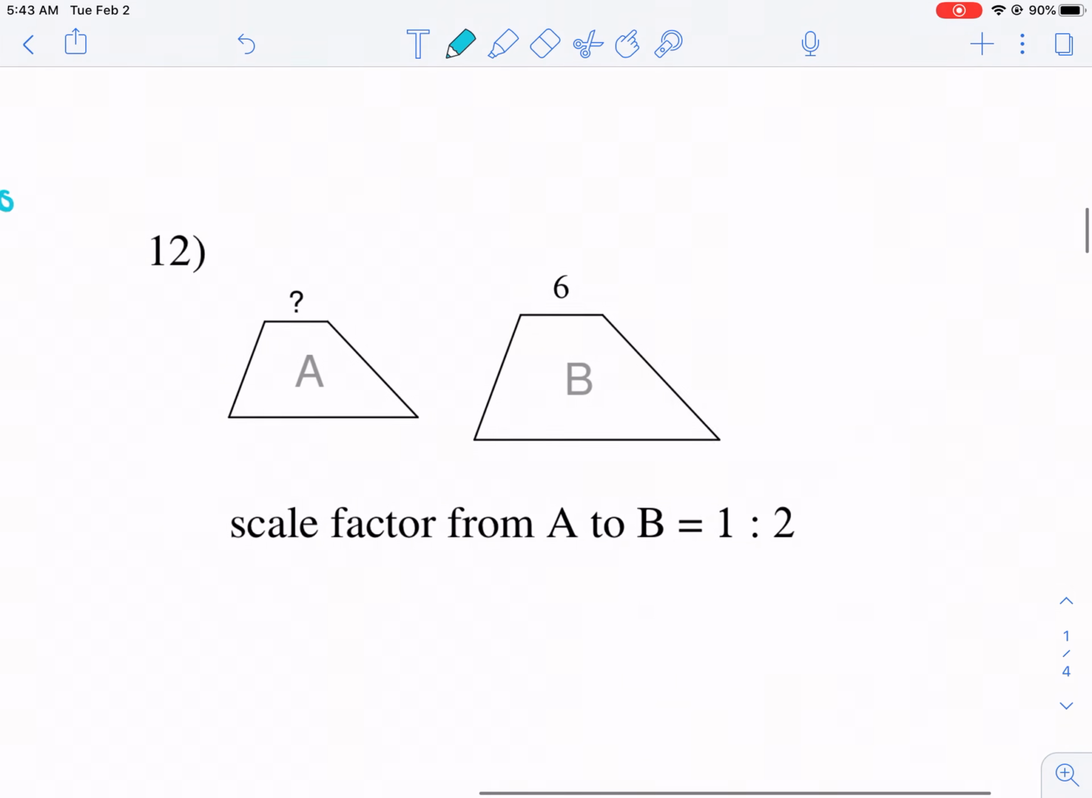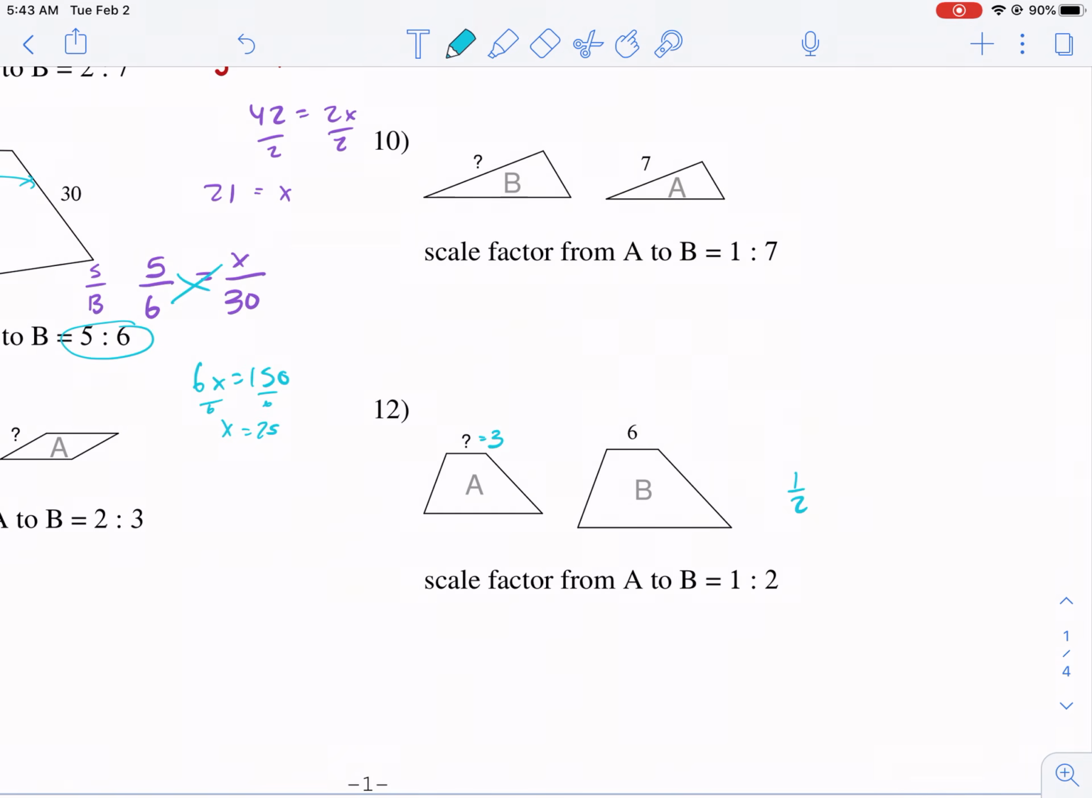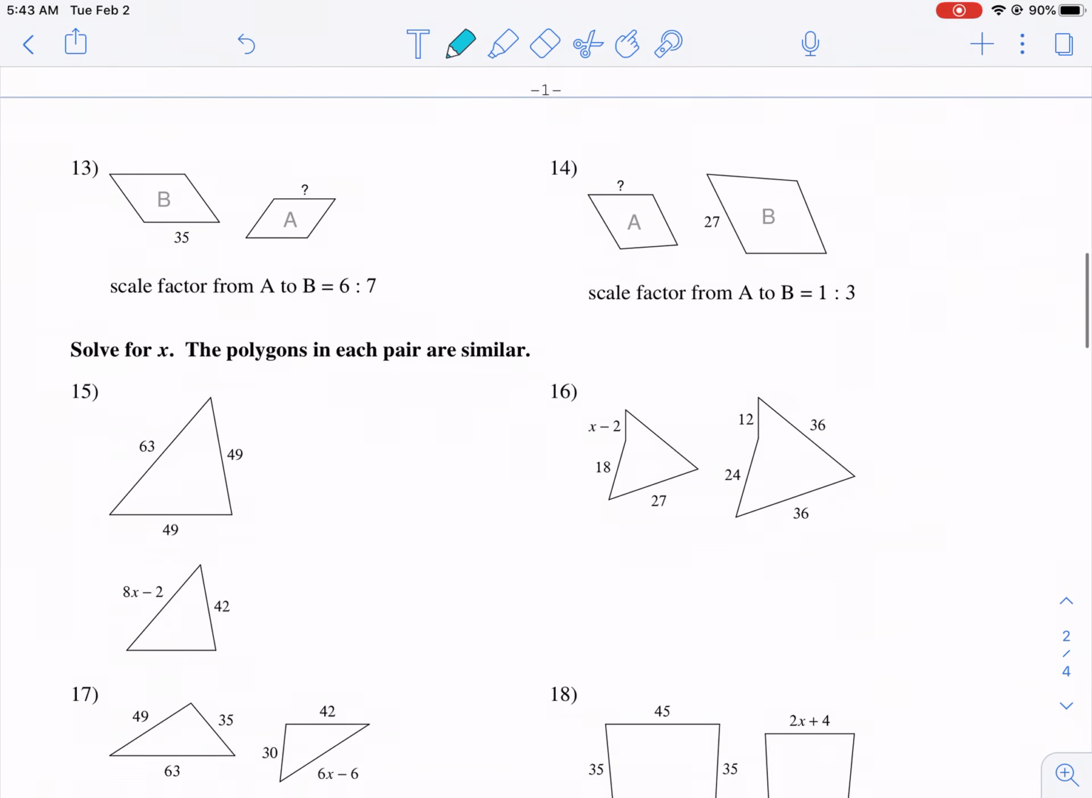Let's go to number 12, 1 to 2. This one should be fairly easy. If you know A is 1 to 2, then we just know this is going to be 3. Essentially what that means is half. So A is half the size of B, so that is going to be 3. Okay, so that's how that works.